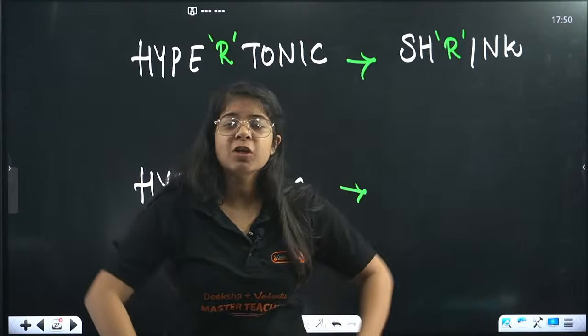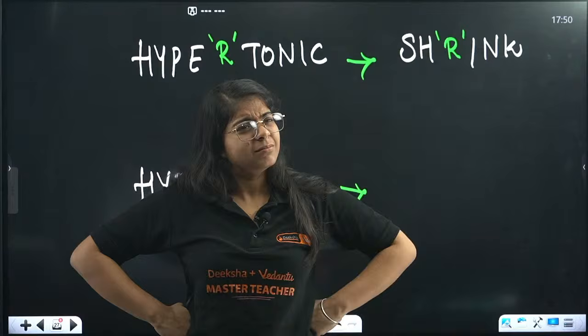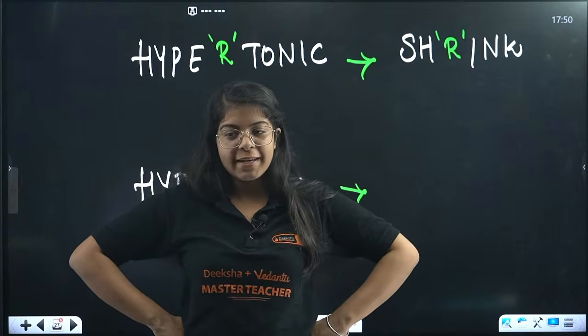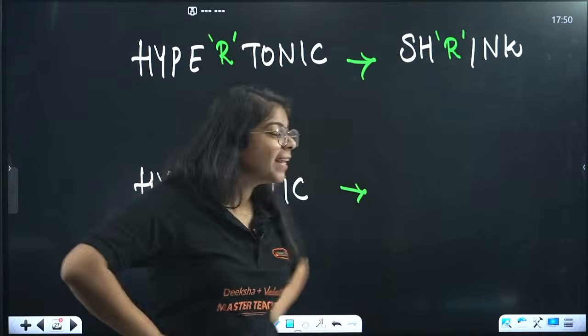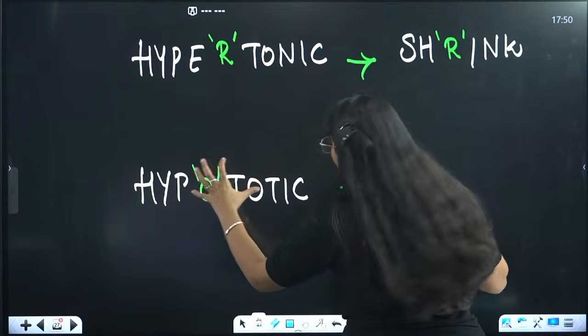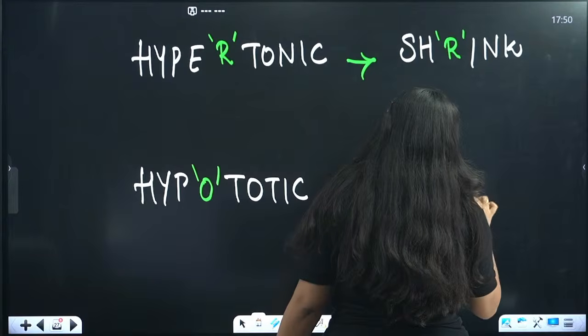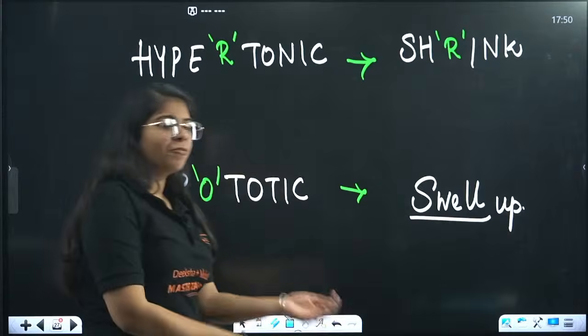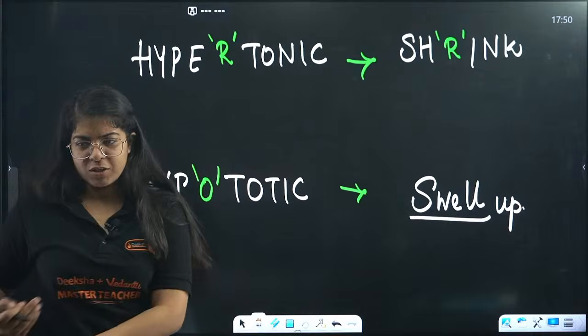Hypotonic, now something that swells up looks like an O, right? It looks like O. So that means if the O is in it, hypotonic, then the cell will swell up. Right? Now let's move backwards. Okay?